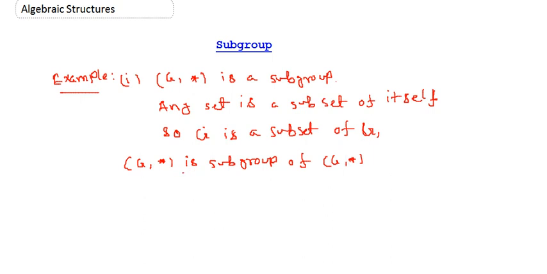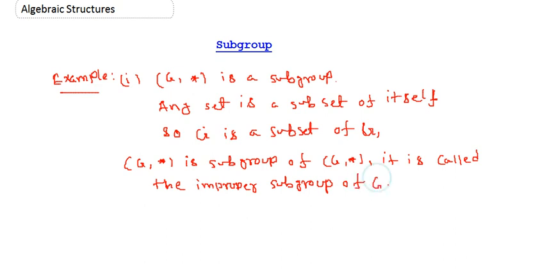So this subgroup is called the improper subgroup of G. So it's always there. For any group G, we have G itself as a subgroup of that group. So this is the improper subgroup of G.